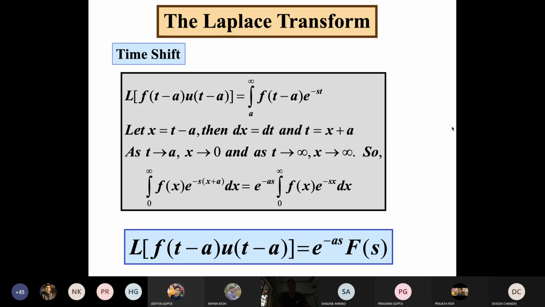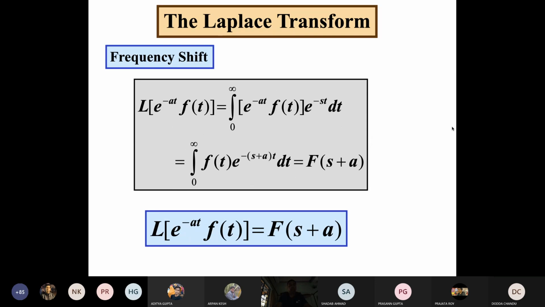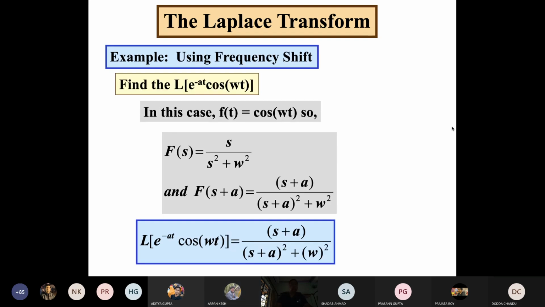Done? Okay. Frequency shift. This you can prove. This is very simple. The Laplace transform of e to the power minus at f(t) is equal to F(s plus a). Do you need to prove it or can you understand this? Can you understand this? Okay.